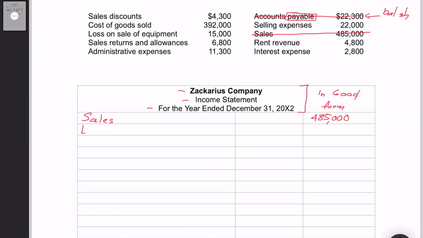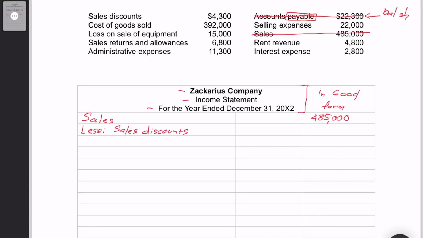So let's recognize that we're going to have less because these are going to be reductions to the sales amount. And the first one that we have is sales discounts. Now, a sales discount is when we provide a discount to someone. If the product was going to be $1 and we sold it for 95 cents, or perhaps we gave them a trade discount after the sale, that would be recognized as part of it. So these sales discounts account for $4,300. And we're going to cross that off as well.